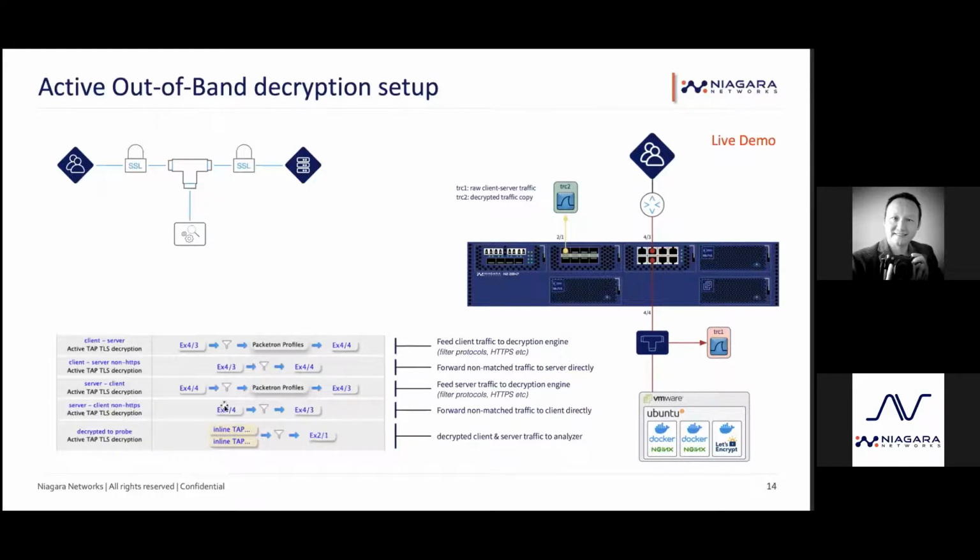Similar for the server to client traffic. So HTTPS, the return traffic is sent to the Packetron for encryption and decryption and forwarded to the client. And the non-matched traffic, so anything that was not HTTPS, is immediately sent to the output ports and forwarded to the client.